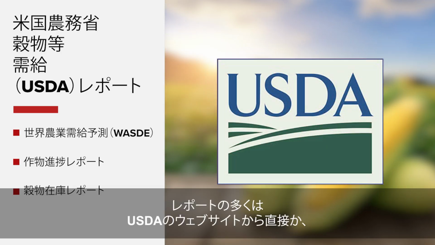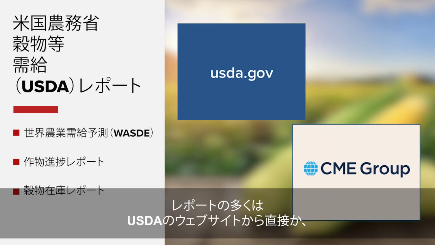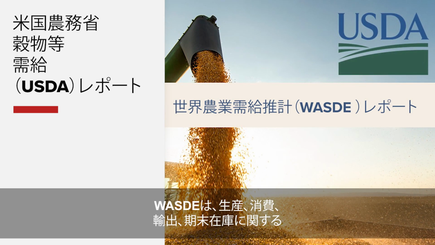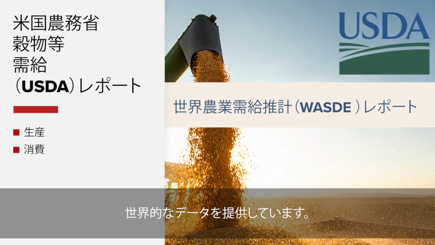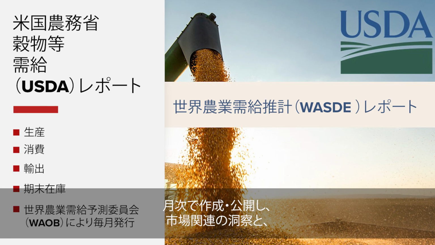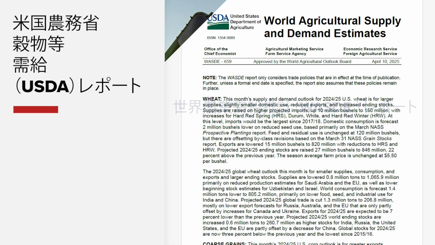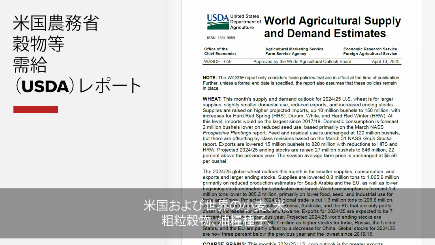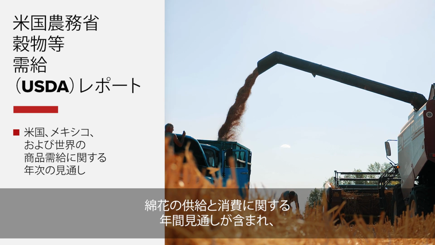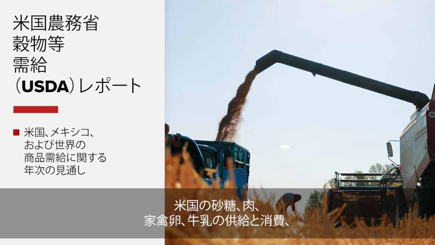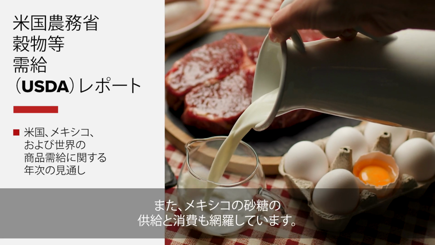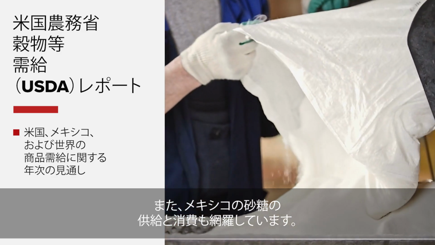You can find many of these reports and more directly from the USDA's website, as well as via the CME Group. WASDE, for example, offers global data on production, consumption, exports, and ending stocks. This report is prepared and released monthly by the World Agricultural Outlook Board and contains, among other crucial market-related insights, annual outlooks for supply and use of U.S. and world wheat, rice, coarse grains, oilseeds, and cotton. The report also covers U.S. supply and use of sugar, meat, poultry eggs, and milk, as well as Mexico's supply and use of sugar.